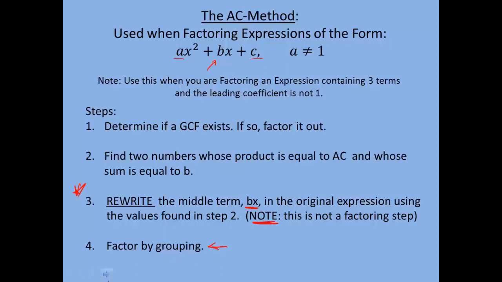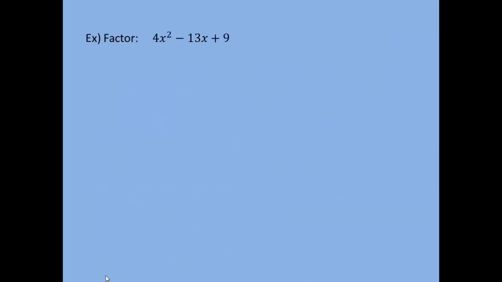Now let's take a look at a few examples. So the first example, we're going to factor 4x squared minus 13x plus 9. First off, we have 3 terms here, so that's good. You're looking for a GCF for the entire expression. In this case, all 3 terms don't have a common factor, so you can't factor anything out. So you have 3 terms, there's a number in front of x squared. That tells you that you're going to use the AC method.